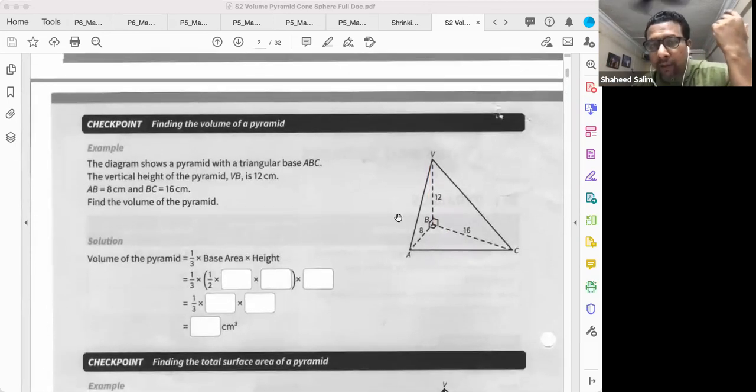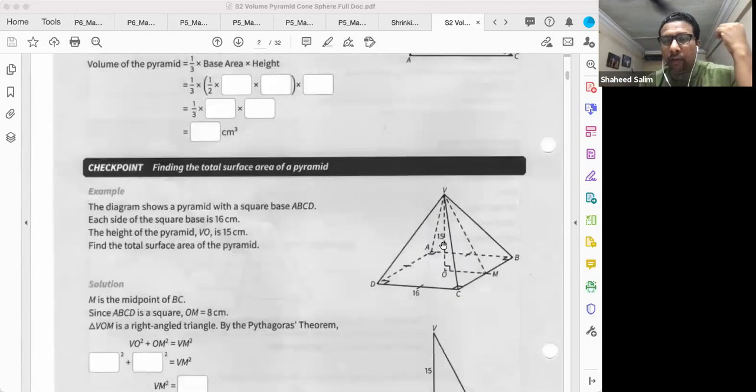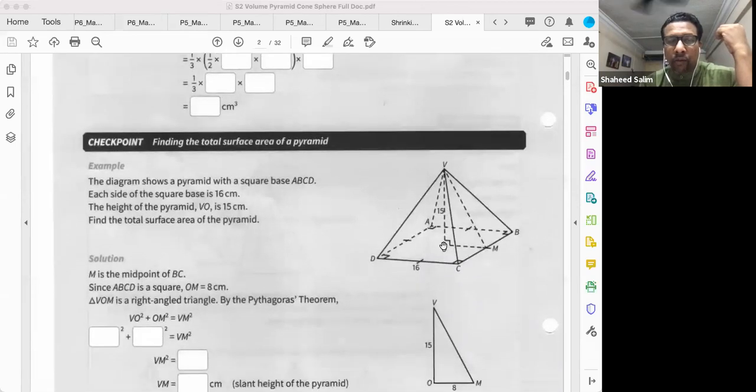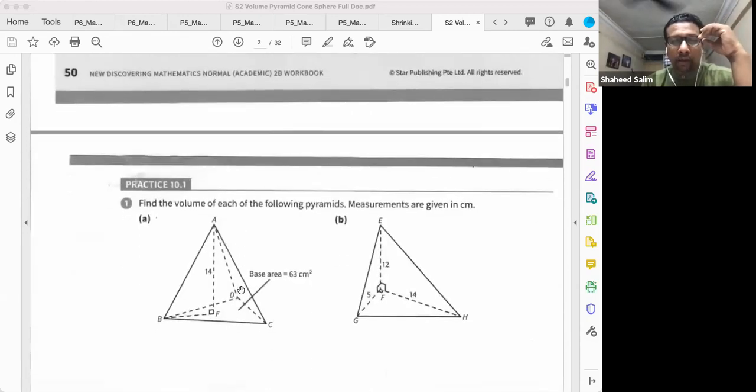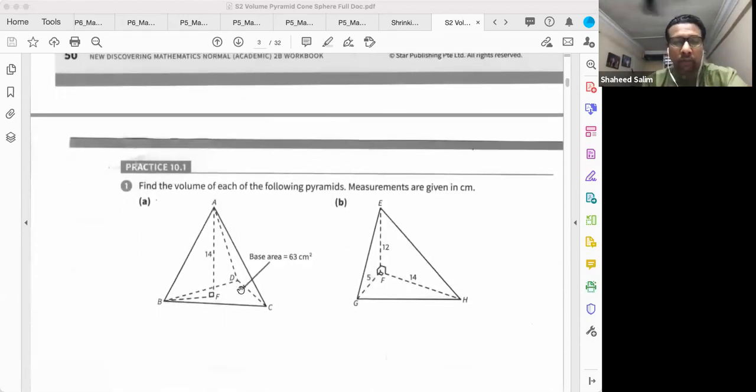This is one type of pyramid. You have a triangular pyramid. This one, another pyramid. You try. No, I don't want total surface area. Okay, we are going to go for volume now. We try question number 1A first. We do 1A, 1B.